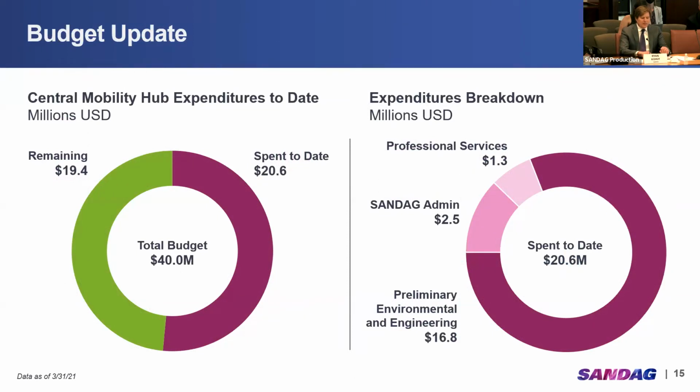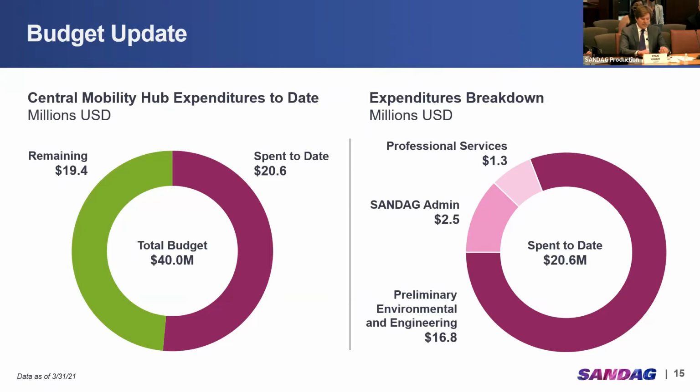In September of 2019, the board appropriated $40 million towards the development of this project. To date, we have spent $20.6 million of that original $40 million budgeted. The bulk of this has been towards preliminary engineering and environmental analysis. Some of this effort went towards the study of a potential central mobility hub on the Navy's Old Town campus.